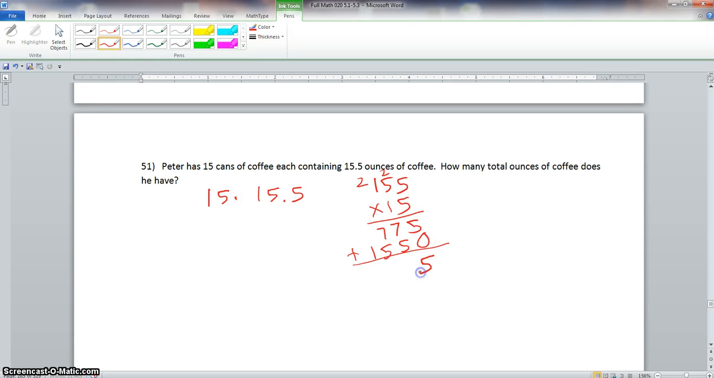5 plus 0 is 5. 7 plus 5 is 12. 1 plus 7 is 8 plus 5 is 13. And 1 plus 1 is 2. Now, we have 1 digit behind the decimal, so we put that here. So our final answer would be that Peter has 232.5 ounces of coffee.